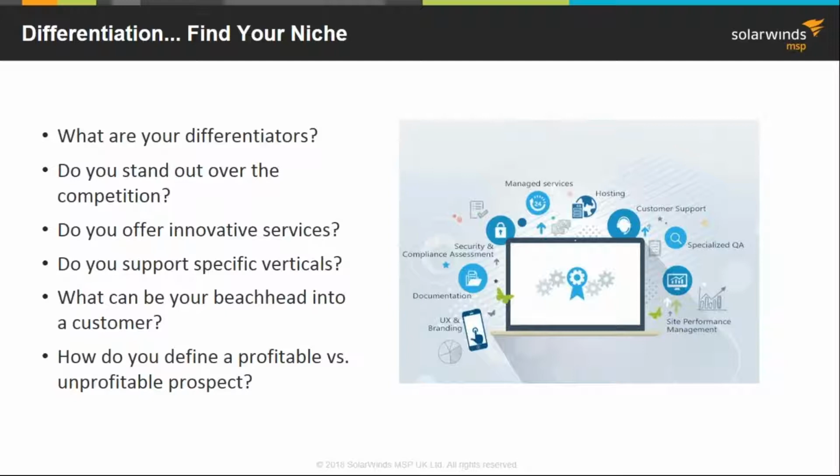And how do you define a profitable versus unprofitable prospect? You need to look for the indicators early on in the sales process. Somebody who may reach out to you and say, I just want your pricing, I don't want to meet with you. Good indicator that they're probably not that serious, right? And you want to drive them to the opportunity to have a meeting, because how do you give pricing on something that you don't even know what they need yet?